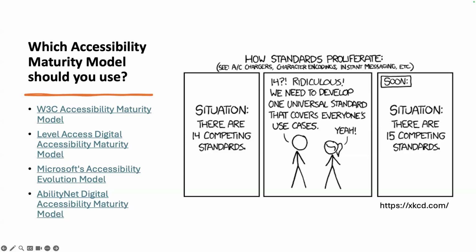At CSUN last year, there were lots of people talking about accessibility maturity models. I remember hearing some talks about people who had created their own. It's probably better not to create your own because there are already existing models that you can use. Today I'm going to talk a lot about the W3C accessibility maturity model, but there's also the Level Access Digital Accessibility Maturity Model, the Microsoft Accessibility Evolution Model, and the AbilityNet Digital Accessibility Maturity Model, but there might be other ones that I'm not aware of.